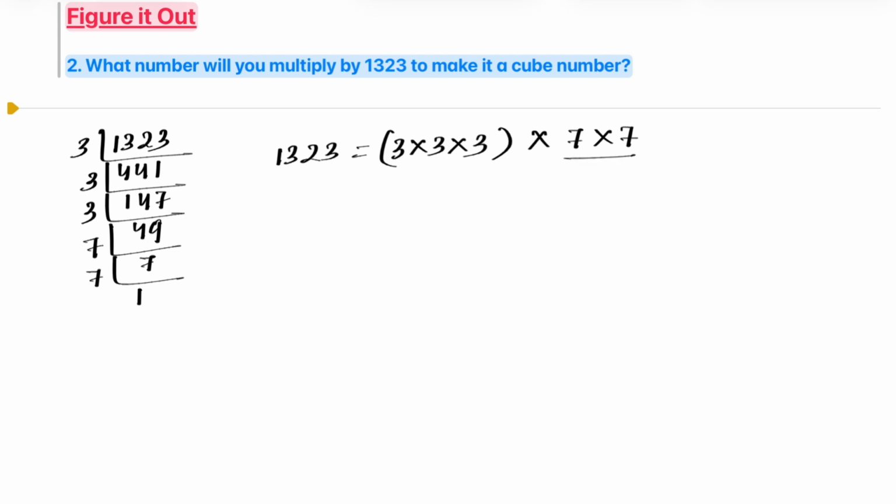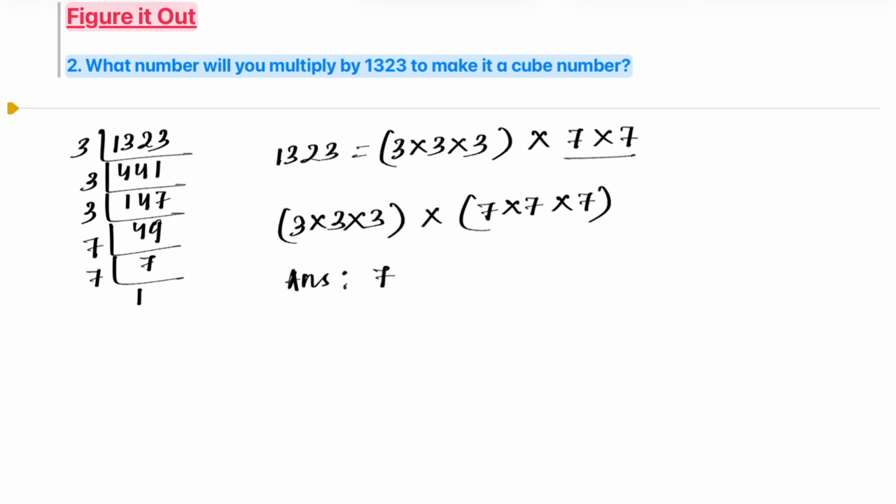You can observe here 3 into 3 into 3 can be grouped into a triplet, but 7 into 7 cannot be grouped into a triplet. So we have to multiply one more 7 here so that the product can be grouped as triplet. So answer is 7. If we multiply 7 with 1323, then its prime factors can be grouped into triplets and we will get a perfect cube.